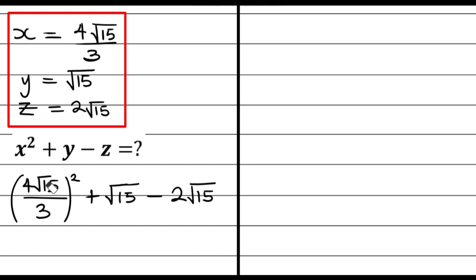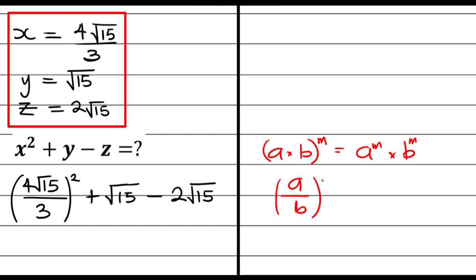Actually, this power is going to affect this root 15, it's going to affect this 4, and at the same time, it's going to affect this 3. Because when we have a times b all in brackets raised to the power of n, it is written as a raised to the power of n multiplied by b raised to the power of n. Then at the same time, if we have a over b raised to the power of n, it's going to affect both of them. That is a raised to the power of n over b raised to the power of n.